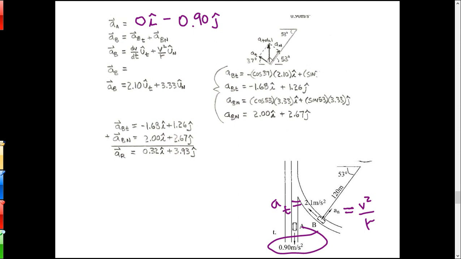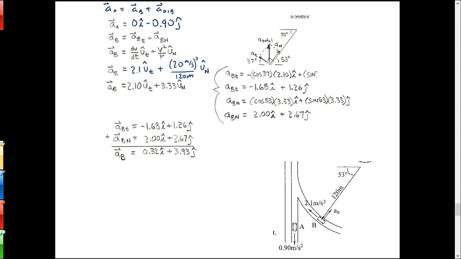So in the previous problem, the relative velocity problem, we have that velocity, I think it's 25. The radius is given as 120 meters. Oh, it's 20. It's not 25. It's 20. So what we got there in the tangential direction is 2.1. And I'll put a tangential unit vector on that, u sub t. All that means is it's pointing in the tangential direction. And then I got v squared over r. The velocity is 20. The radius is 120. That's in the normal direction. Okay.